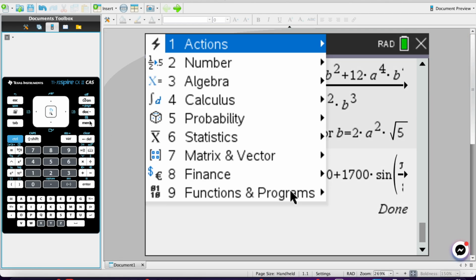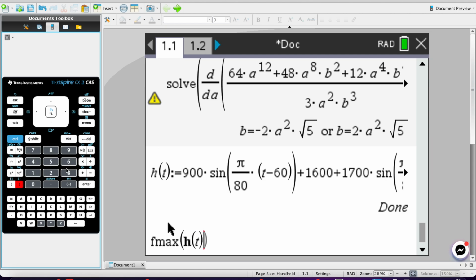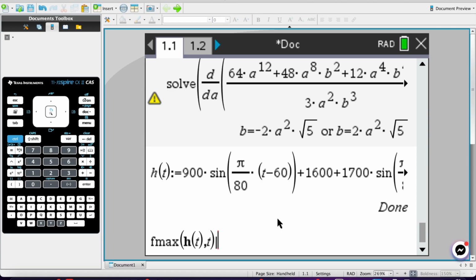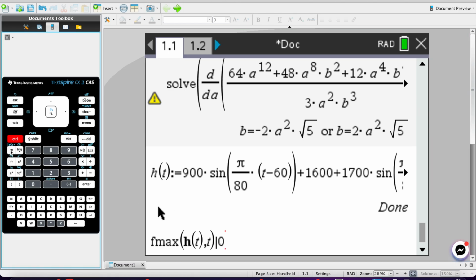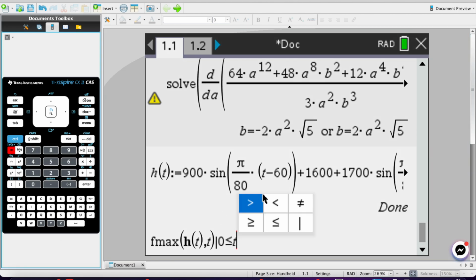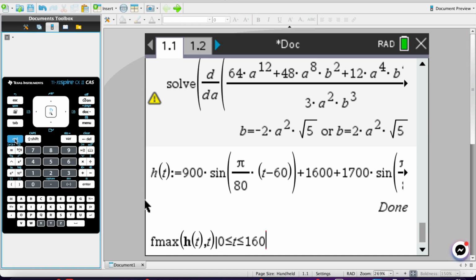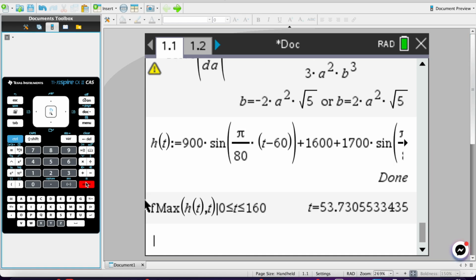So we want to do a menu 3 1, or we could just do a shift, an F max of h of t, comma t, and it's a sine graph, so we're probably going to need to put a domain. The period is 160, so the maximum should be somewhere in between. To the nearest whole number, so we can get it as a decimal, that occurs at t equals 53.7.